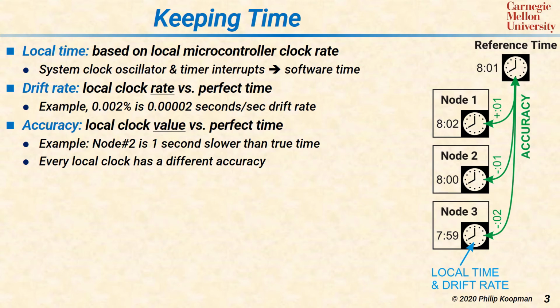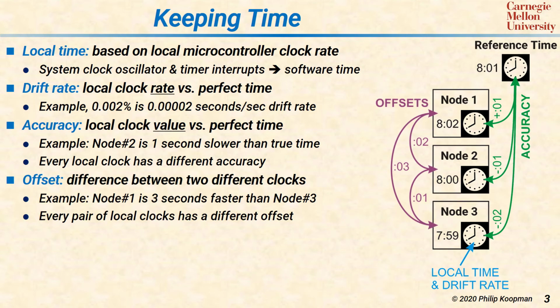It's common for embedded systems to have multiple computers coordinating, not necessarily even in the same time zone. And so the time difference between two clocks is the offset. So for example, node 1 may be 3 seconds faster than node number 3. This offset has no idea what accuracy is. Both clocks could be an hour off from perfect time or 10 hours off from perfect time, but as long as the two clocks agree within 3 seconds, maybe that's good enough for your application because you're interested in agreement rather than running a clock display. Every pair of local clocks within a system has an offset.